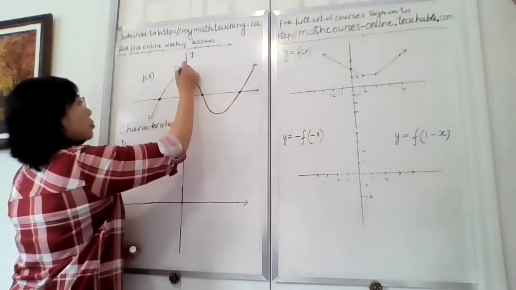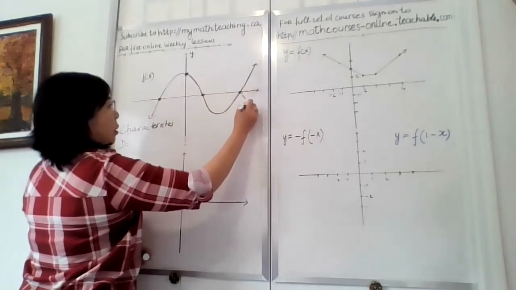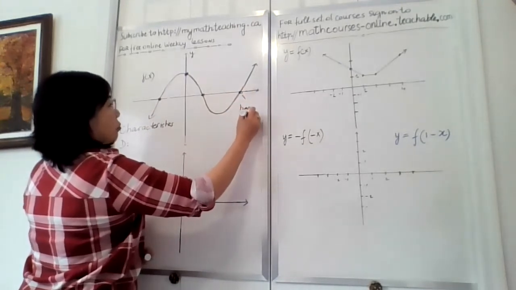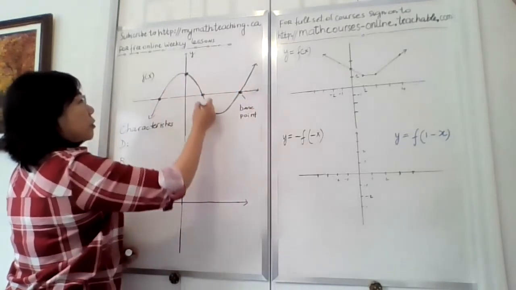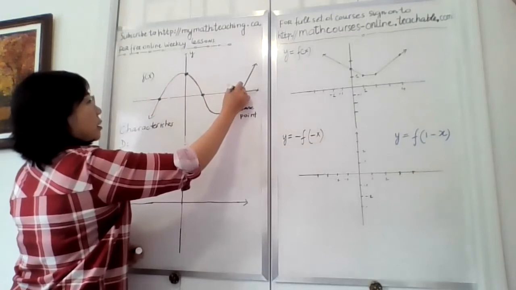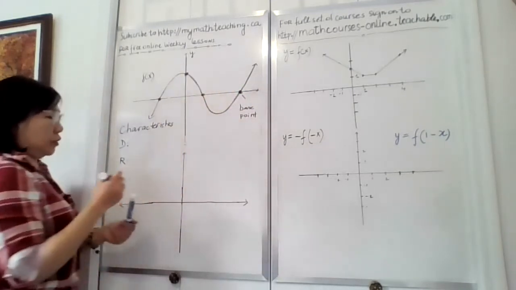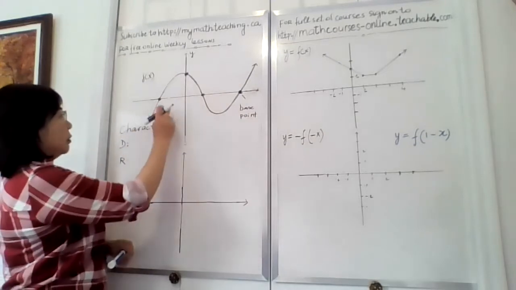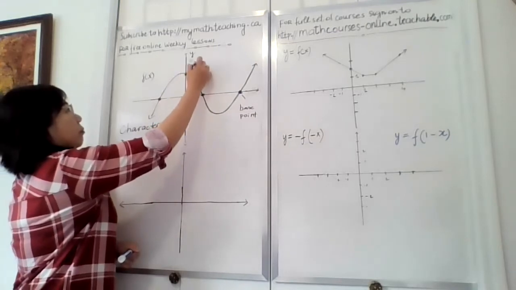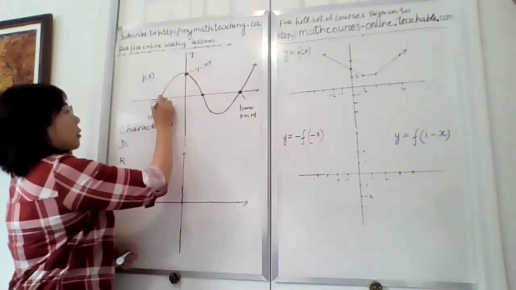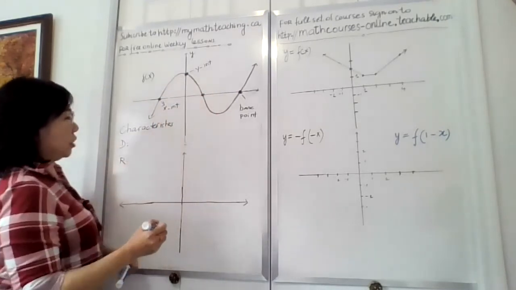So pay attention to this point, and this point we call a base point, which is the point that forms the shape of the function, right? So based on this base point, you can produce the shape of the function. And x-intercept, right? y-intercept, this is x-intercept. That's the thing you pay attention to.